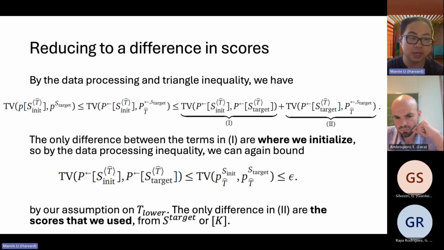Yeah, so just a quick proof sketch. Again, we're starting with the case where we take an image from S init. We noise it to a time t hat, and then we denoise it, and we're comparing it to P S target.